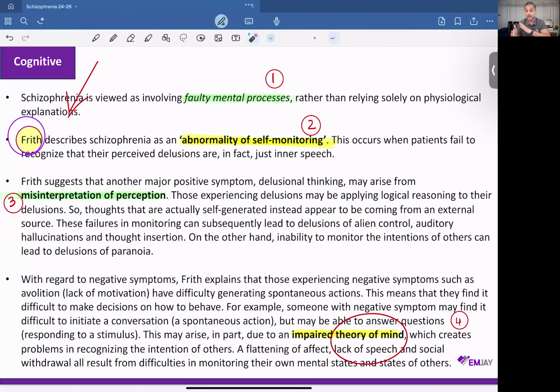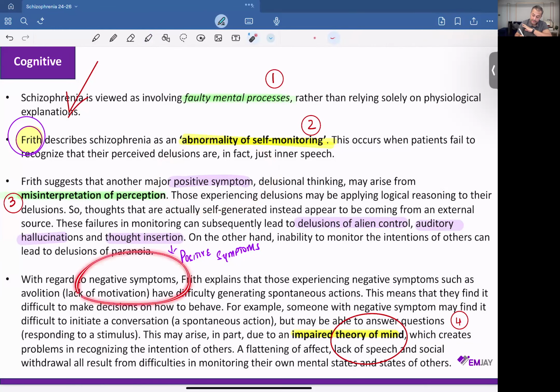Now, all of what's written over here, I've already explained it to you in the previous two slides. This has to do with positive symptoms. Let me just highlight it here. Where did it go? We don't have it written over here. But just delusions of alien control, auditory hallucinations, and thought insertion, they're all examples of positive symptoms of schizophrenia. Oh, I found it. It's written here. So these are all positive symptoms of schizophrenia.